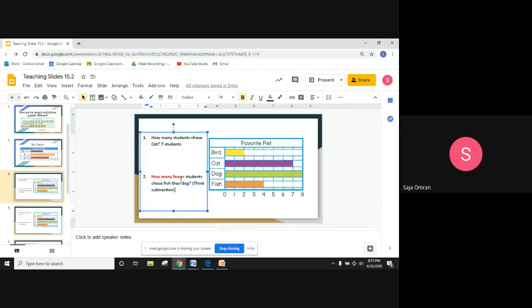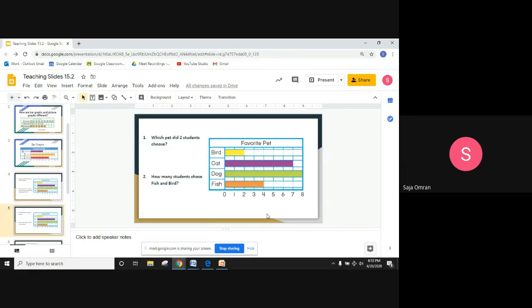How many fewer students chose fish than dog? Anytime a question asks how many more or how many fewer, we compare the two things and we subtract. So how many people chose dog? It's filled up. There's 8. So 8 minus what? What are we comparing it with? Fish, right? So there's 4 fish. 8 minus 4 equals 4. So there were 4 fewer students who chose fish than dog. And you can even see it takes 1, 2, 3, 4 more fish to have the same number as dog.